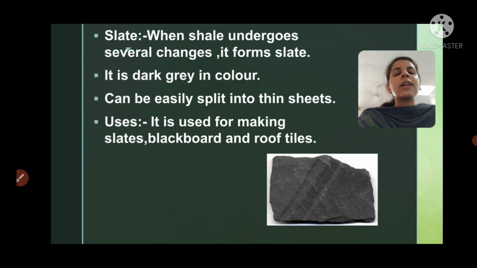Next one, slate. So when shale, you know shale is a sedimentary rock, undergoes several changes, it forms slate. It is dark grey in color and can be easily split into thin sheets. And it is used for making slates, blackboards and roof tiles.